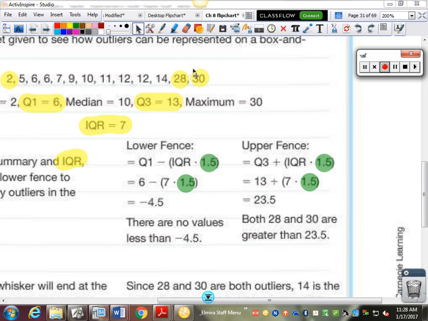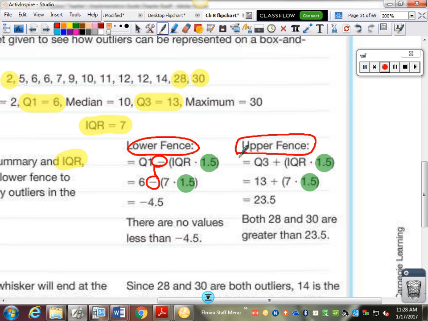So some features I want to point out is when we're calculating the lower fence, this is a subtraction sign. And when we're calculating the upper fence, this is an addition sign. It's an important distinction to make. Okay, so let's look at the football data.